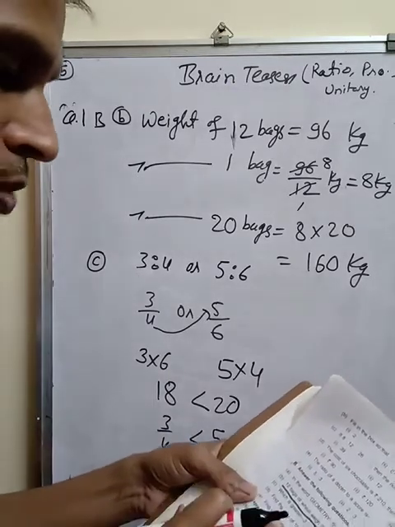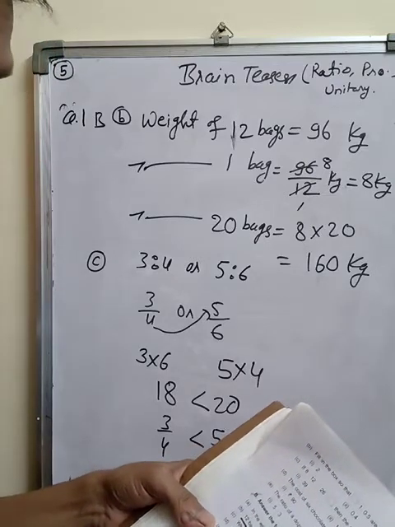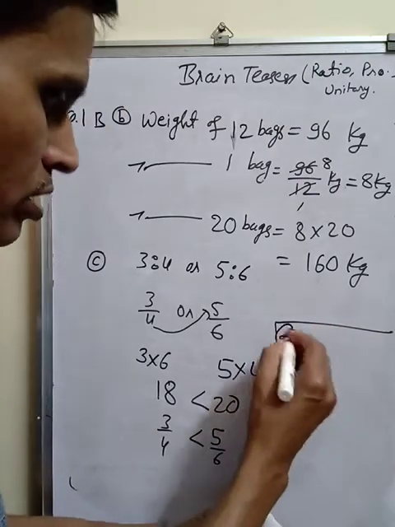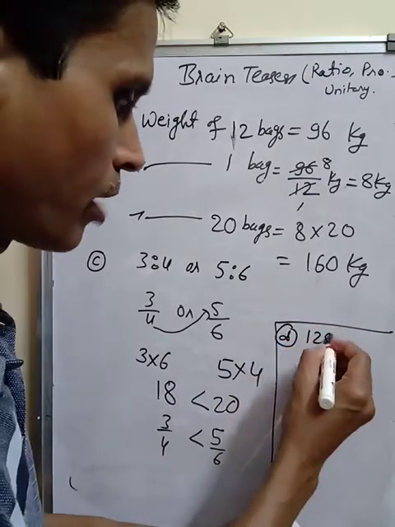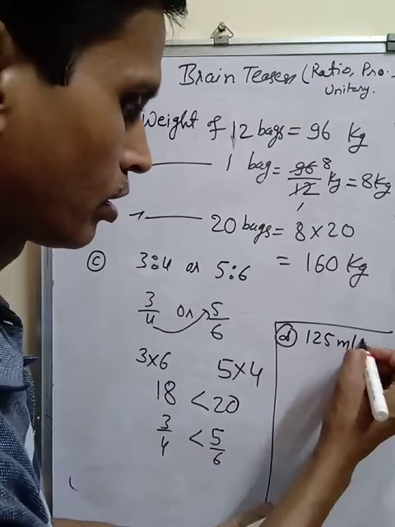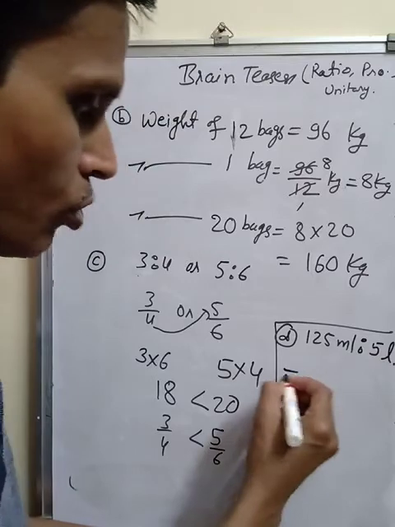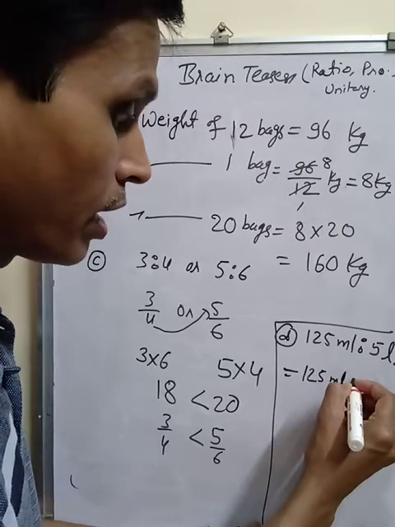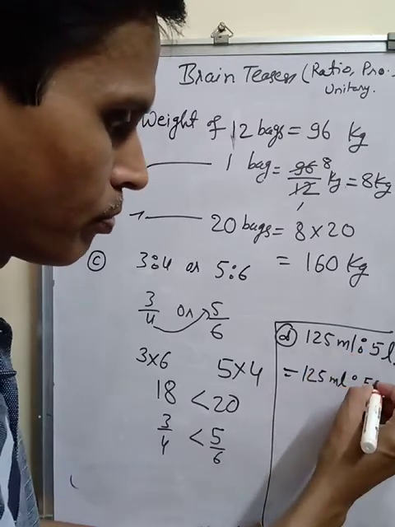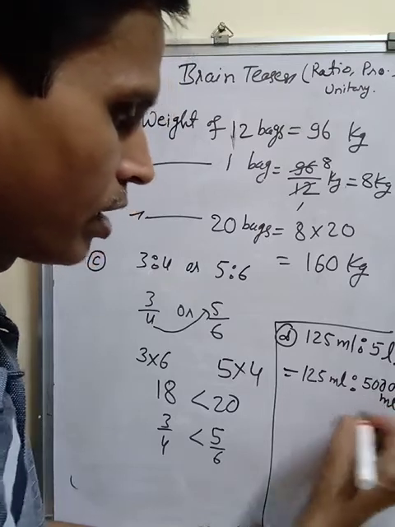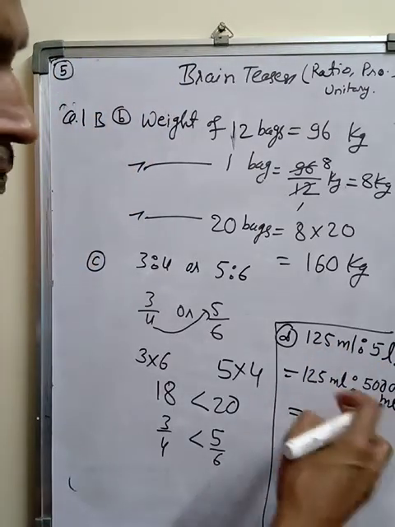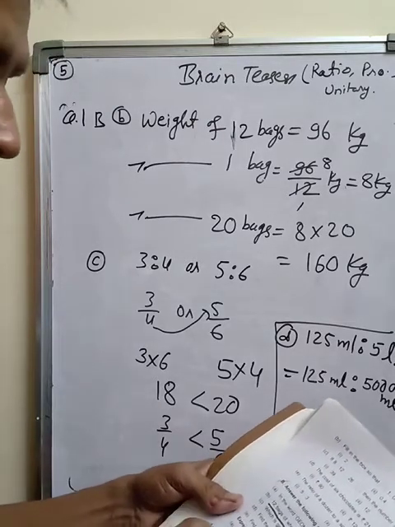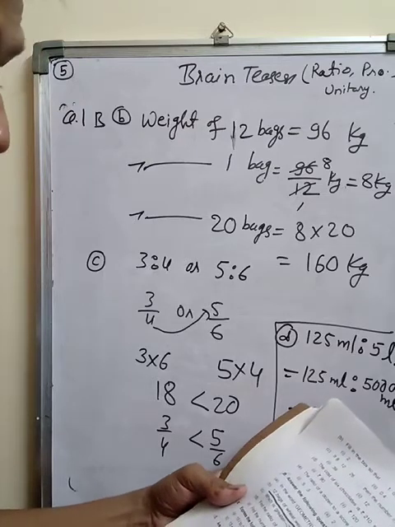D question. Find the ratio of 125 ml to 5 liter. Here you see D question, 125 ml ratio 5 liter. First of all, we will convert this 5 liter into milliliter, because the other is in milliliter. So this will become 5000 milliliter, and then you will cancel by 5 and milliliter and then write the answer. Question number E, find the number in the box if these are in proportion.